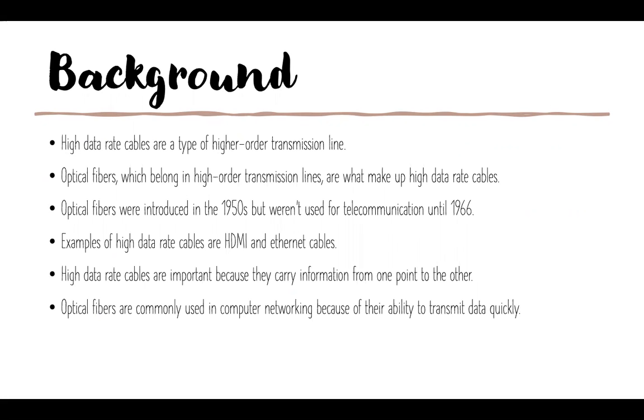Optical fibers were introduced in the 1950s but weren't widely used until 1966, when they were used for telecommunications. Some examples of high data rate cables are HDMI cables and Ethernet cables. High data rate cables are important because they carry information from one point to another very fast. Optical fibers are commonly used in computer networking because of their ability to transmit data quickly.